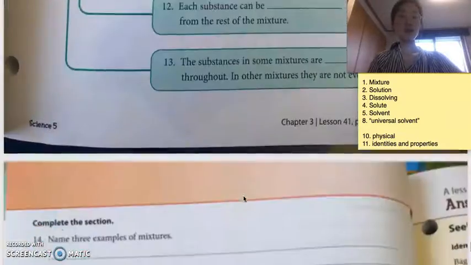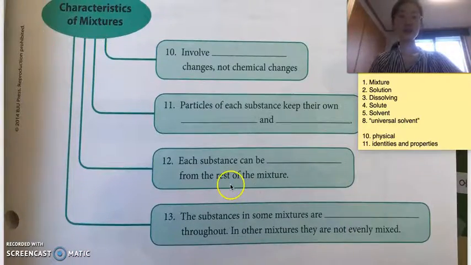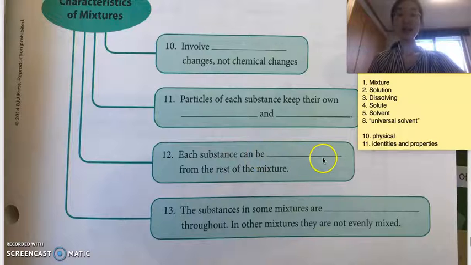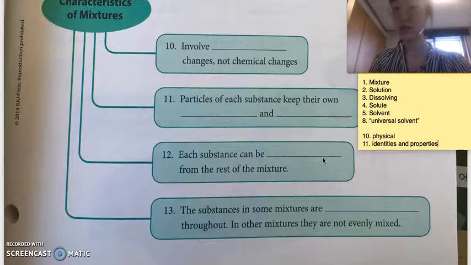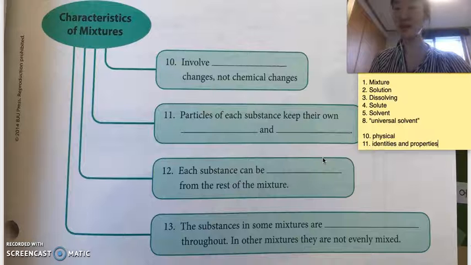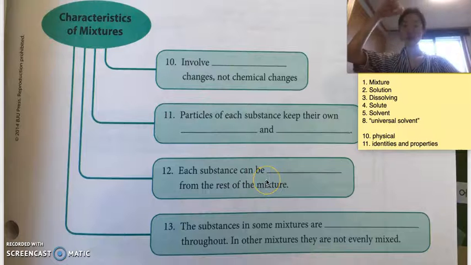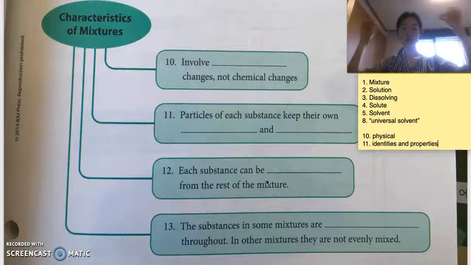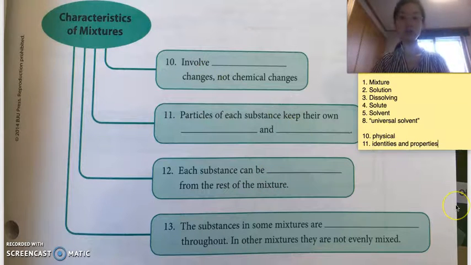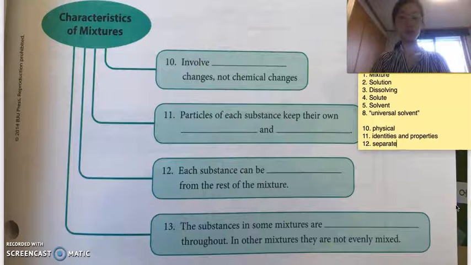Okay, number 12. Each substance can be blanked from the rest of the mixture. There's a verb that we need to put in here. In a mixture, every single ingredient in a snack mix can be separated, right? You can take them away from each other. I'm going to use past tense.